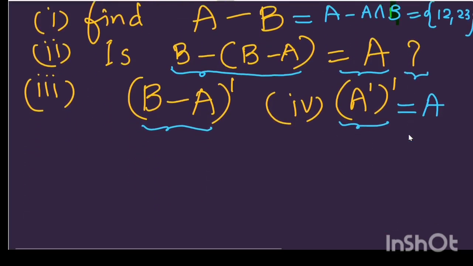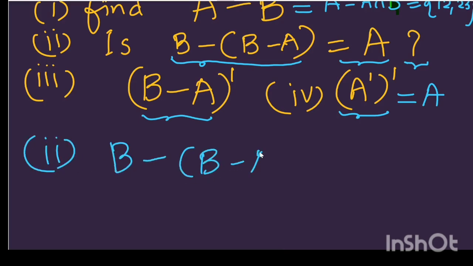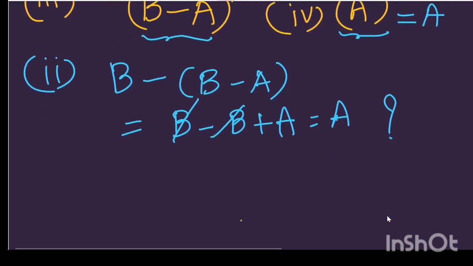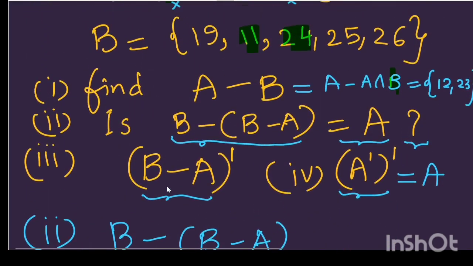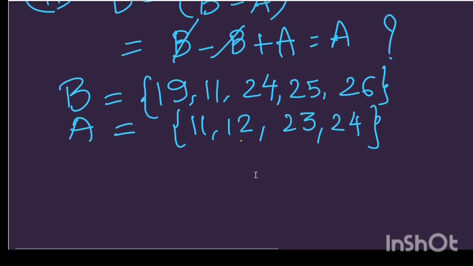Now B minus A. Now in the second part, can we do it like this? B minus A, multiplying it by minus sign, this kind of thing that we do in algebra. Can we do this? Is it correct or wrong? So let's see, guys. B minus A. So what was the B set? So B and A is this.